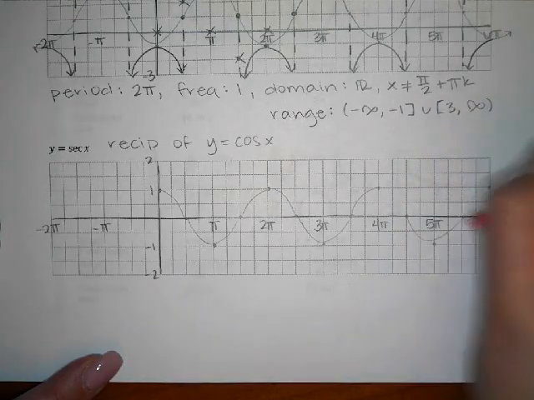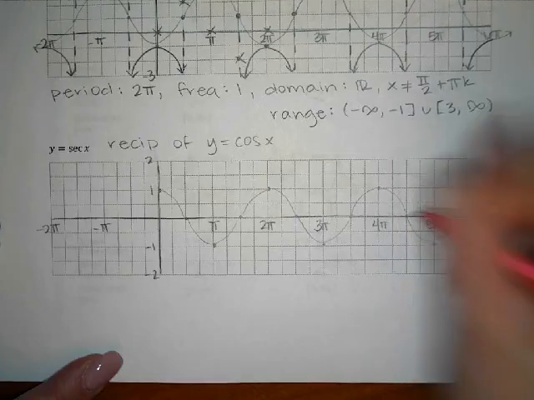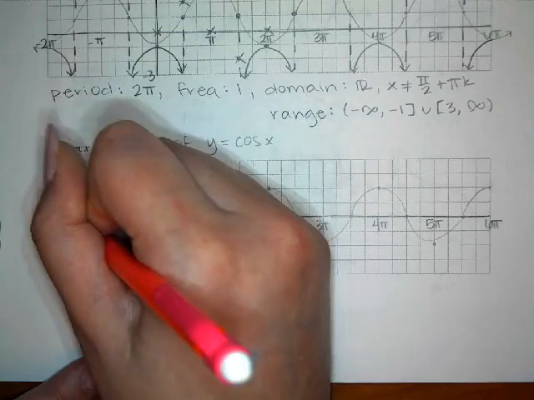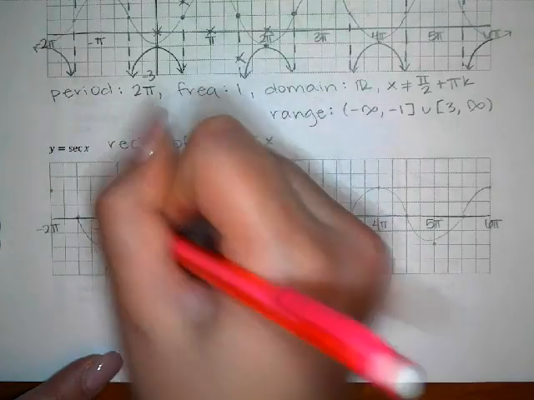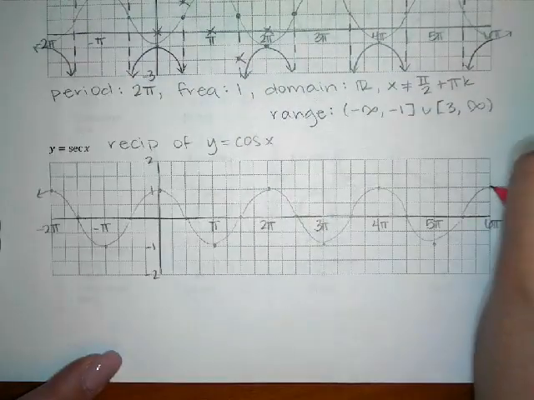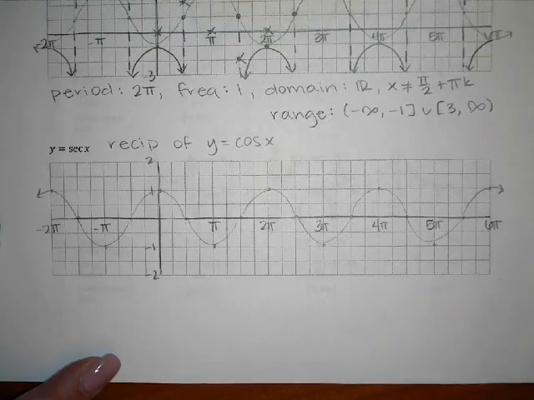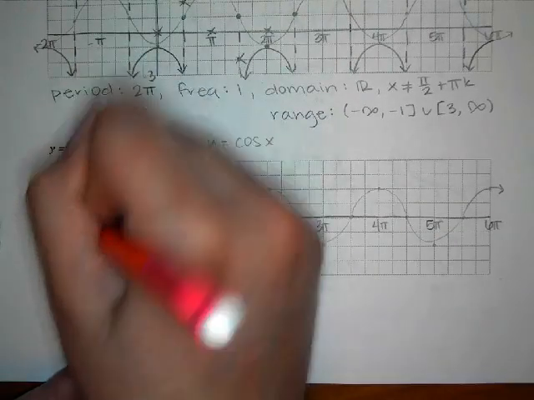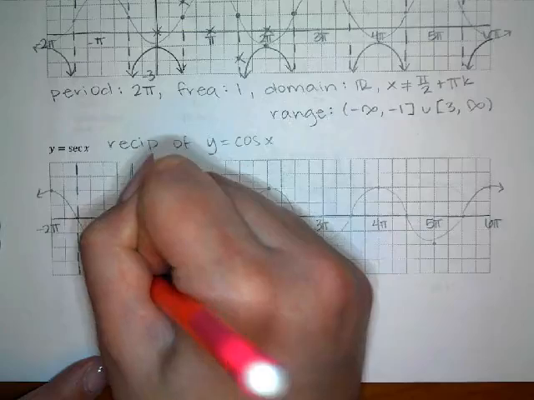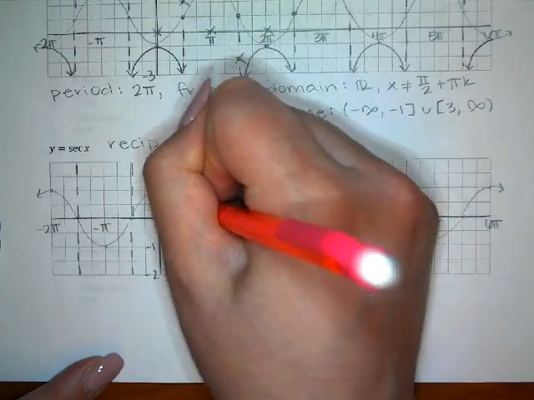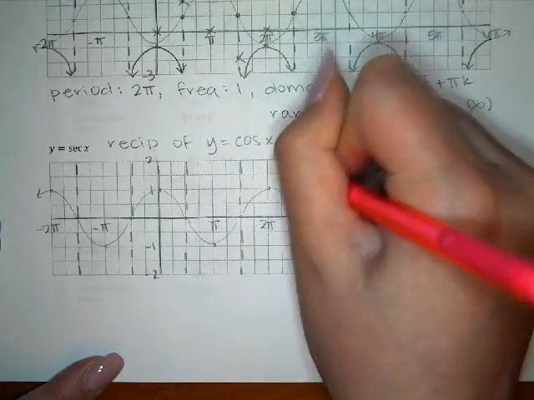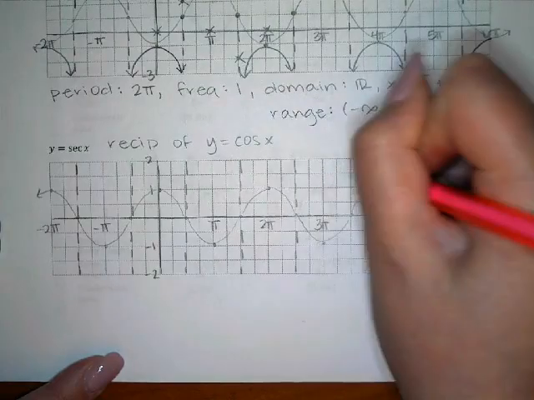Okay, now just like the cosecant graph, all of the x-intercepts are going to become vertical asymptotes. Okay, and then from there, we'll go ahead and draw all the bowls in.